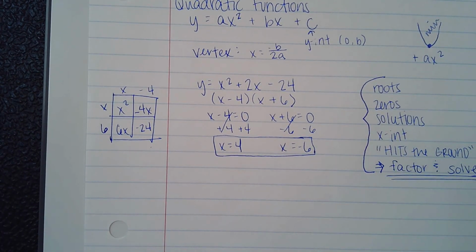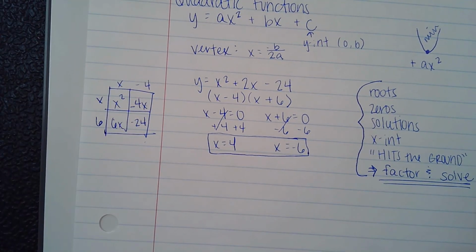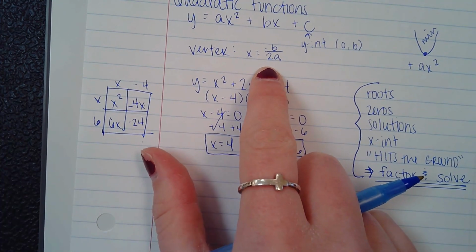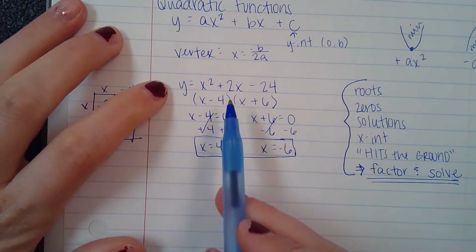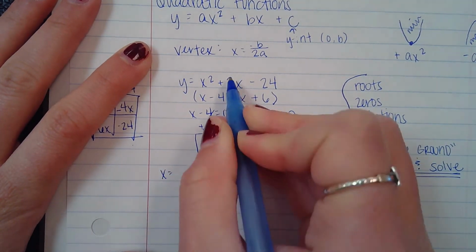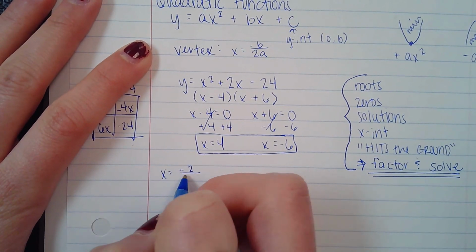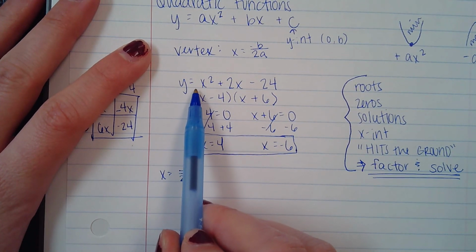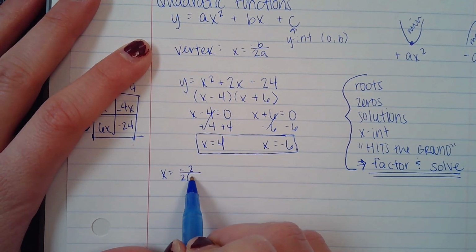So we can sketch a graph of this equation now that we've done everything. Let's find the vertex and then we'll sketch our graph, because I want to make sure that you can find the vertex. So your formula for that is negative b over 2a. So what's the b value here? 2. So we would say negative 2 over 2 times a. What is the a value here? 1.